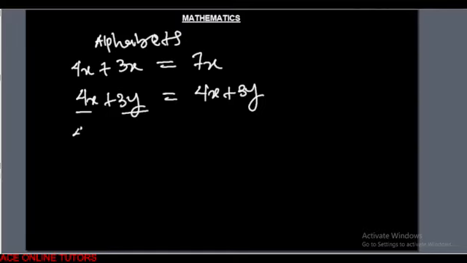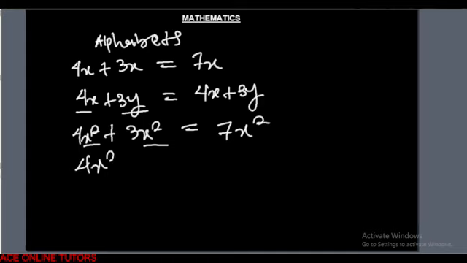If you are given 4x squared plus 3x squared, you can add them because they are exactly the same thing. This is x squared, this is also x squared, that is 7x squared. But if you are given 4x squared plus 3x, you can't add them. Your answer is still 4x squared plus 3x.